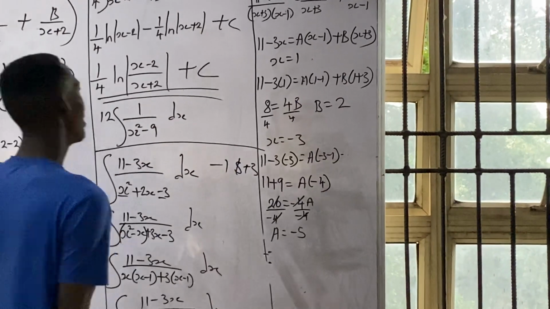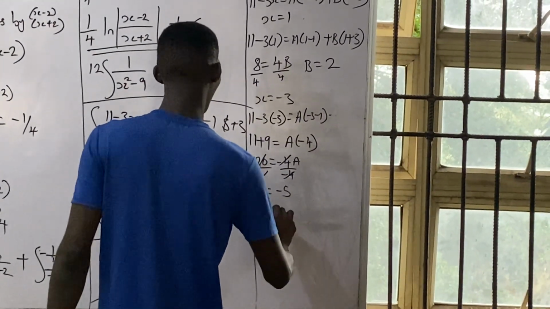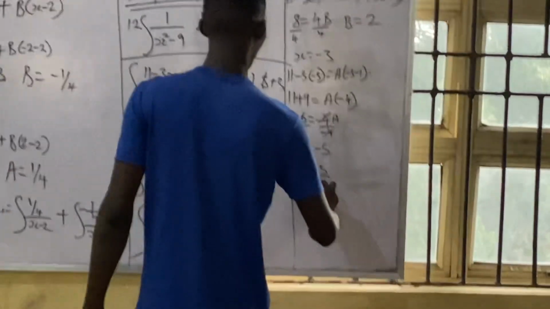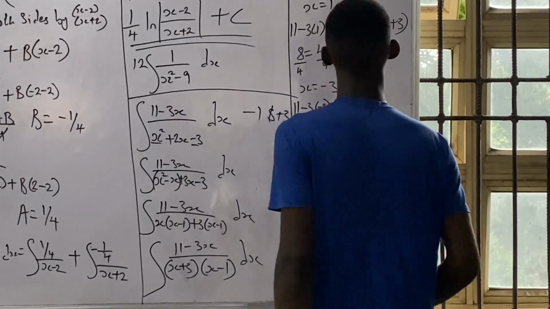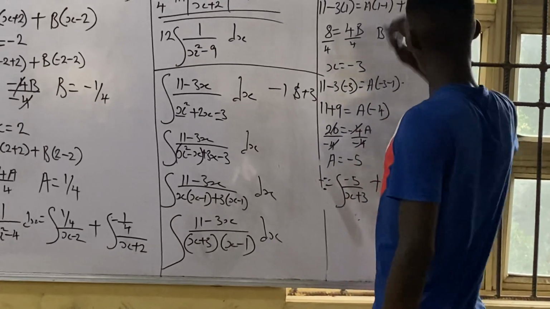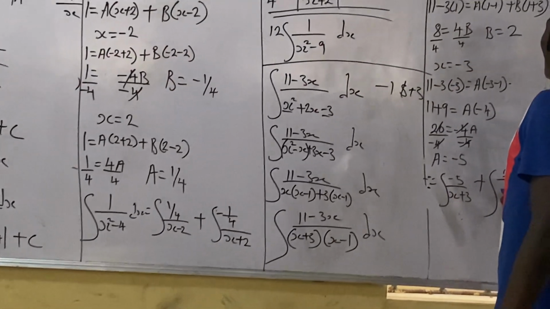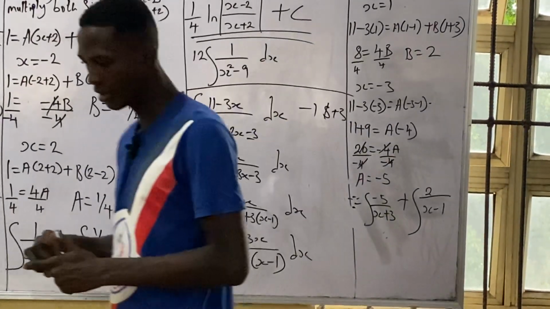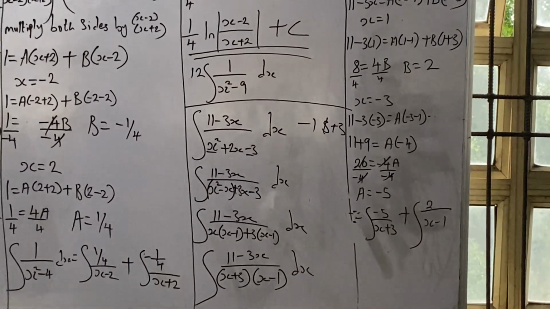Therefore, we can now rewrite this by saying our integration of, this is minus 5 over x plus 3 plus our b is 2 over x minus 1. So now we can rewrite this here.